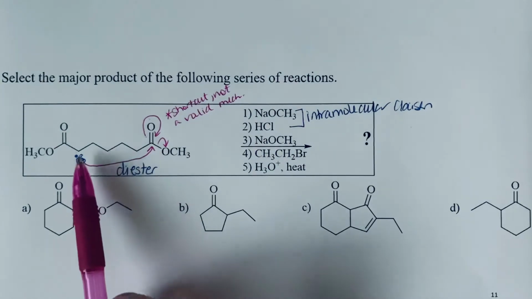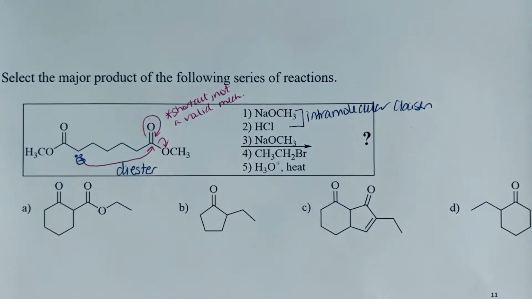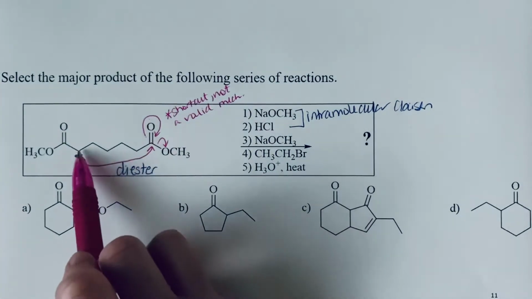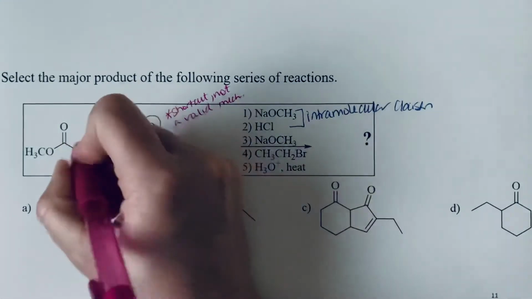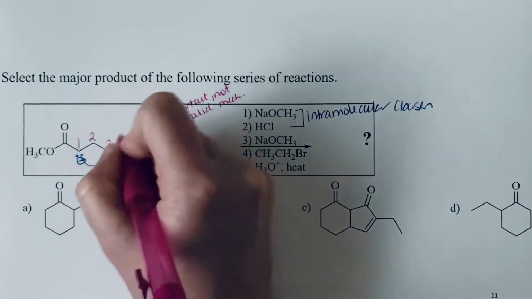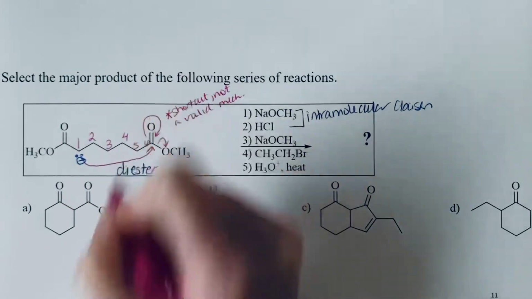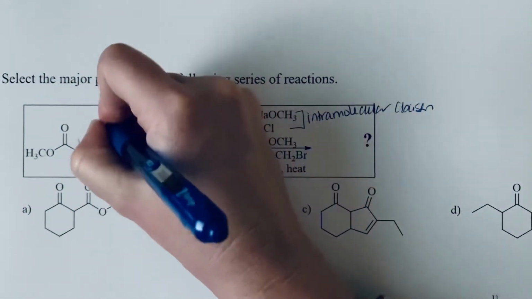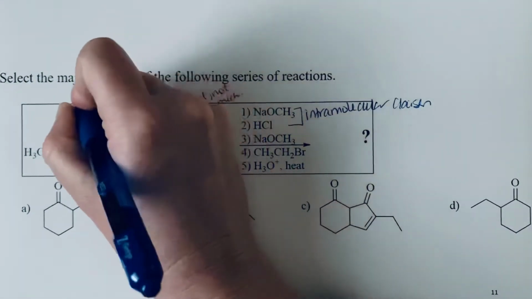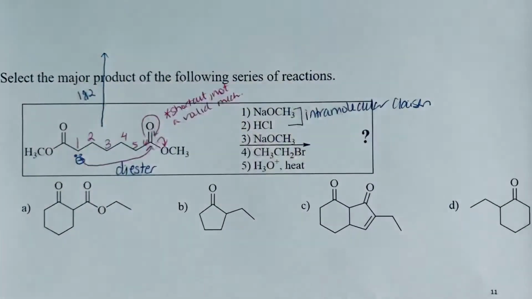So what we're doing here when we do this intramolecular reaction is forming a ring. So we want to count from this enolate to the carbonyl to see how many atoms are going to be within this ring. So 1, 2, 3, 4, 5, and 6. And we know that ring formation is favorable when you can form a 5 or 6 membered ring. So we will say that after steps 1 and 2, we will have formed this 6-membered ring.